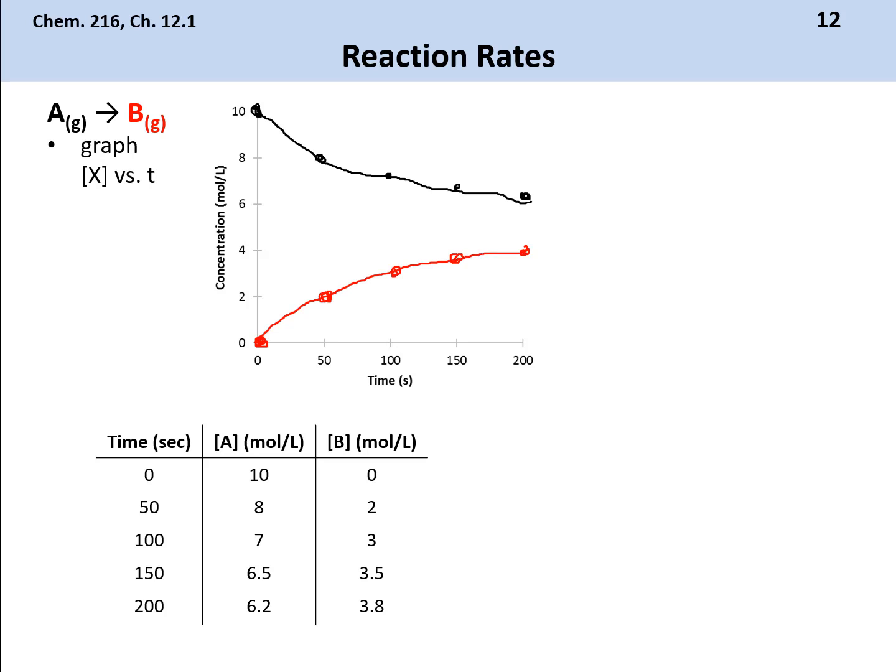So I have a decrease in A and an increase in B. Here it is. Let me go ahead and erase my stuff. And you can see that.